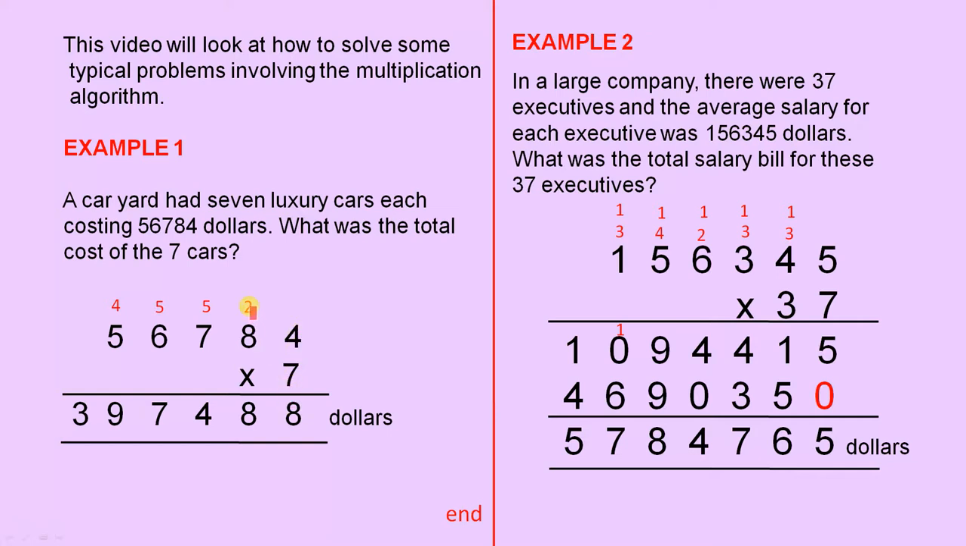There's the 8 and there's the 2. 7 eights are 56 plus 2 is 58. There's the 5. 7 sevens are 49, plus 5 is 54. 7 sixes are 42, plus 5 is 47. And 7 fives are 35, plus 4 is 39. So the total cost was $397,488.